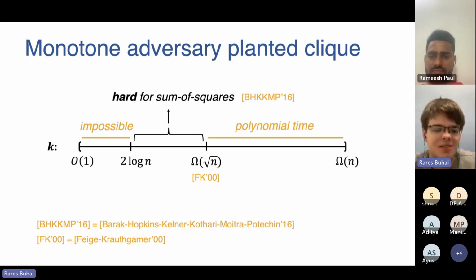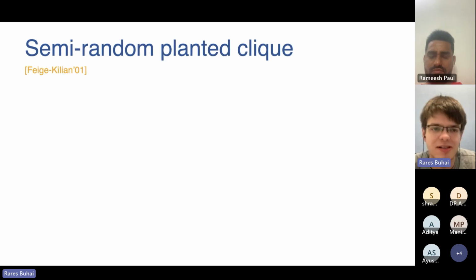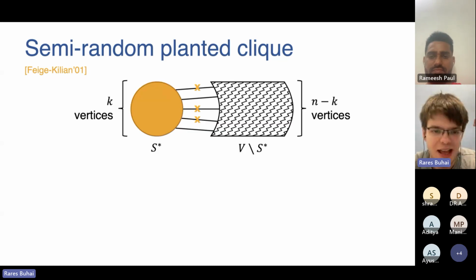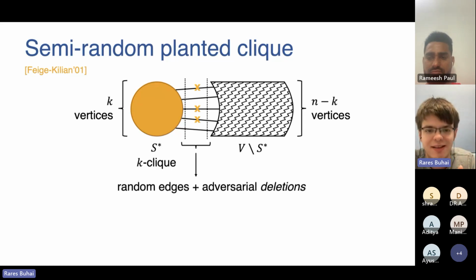And now comes the model that we actually study, which is called the semi-random planted clique model, also introduced by Feige and Kilian, and which is as follows. So now S star is still a K clique. The edges between S star and V minus S star, so the edges in the cut, are exactly as in the monotone case. These are randomly generated edges, and then an adversary can delete any subset of them.